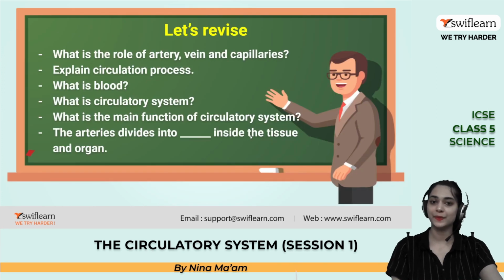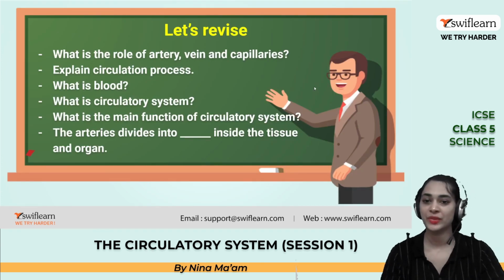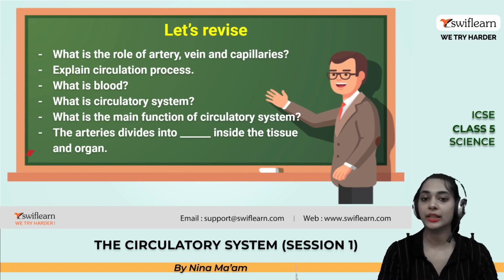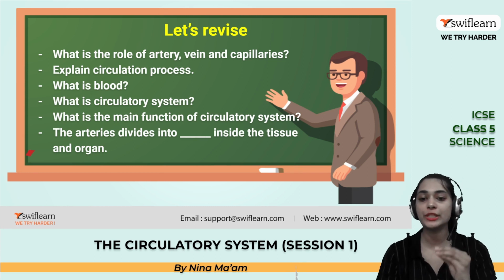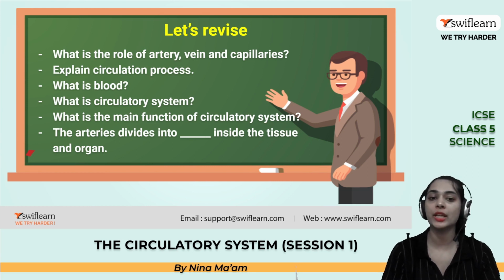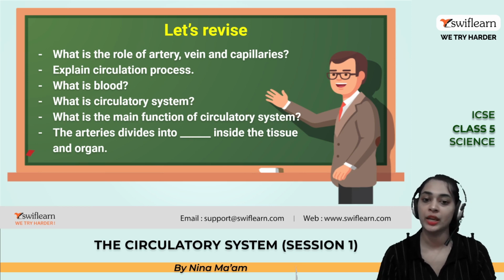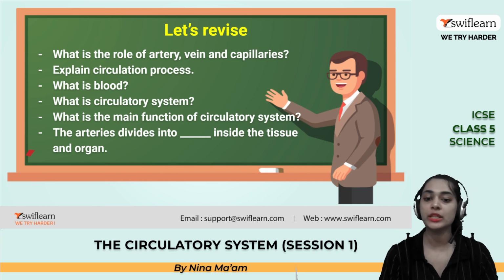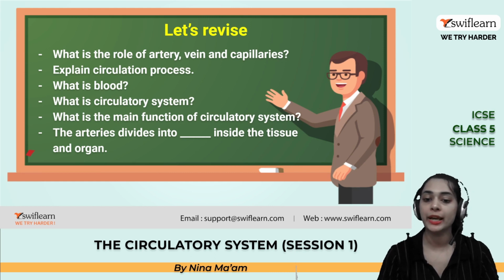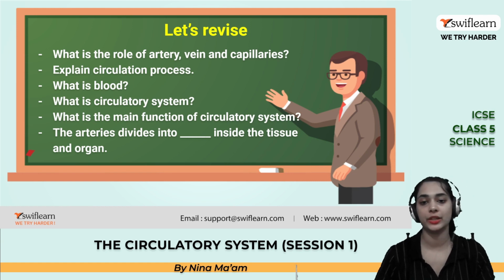I hope it's clear. So let's revise. What is the role of artery, vein and capillaries? The capillaries connect the arteries to veins, and the arteries deliver the oxygen-rich blood to the capillaries, where the actual exchange of oxygen and carbon dioxide occurs. The capillaries deliver the waste-rich blood to the veins for transport back to the lungs and the heart. So veins carry the blood back to the heart. Those are the roles of artery, veins and capillaries.